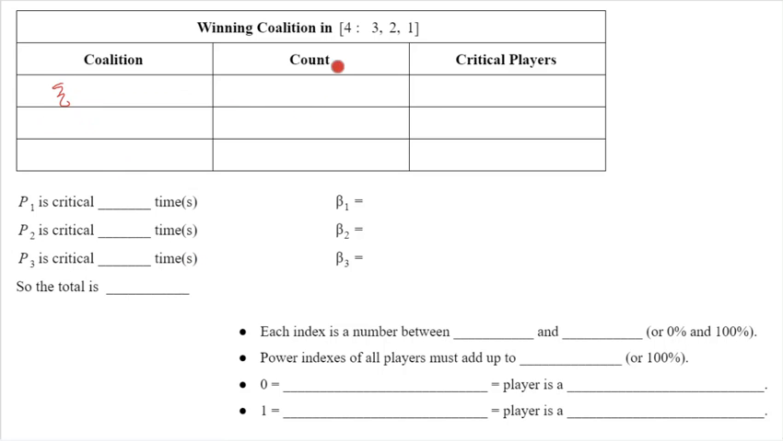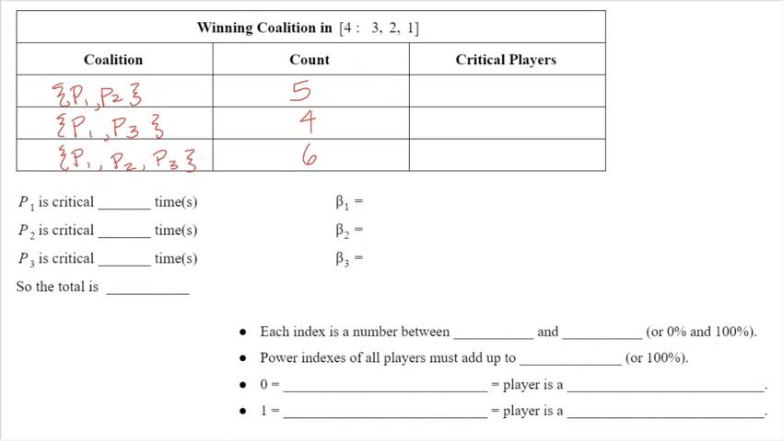So, player 1 and player 2 would be a winning coalition because they have 5 votes. We only need 4. Player 1 and player 3 would be a winning coalition because they have 3 plus 1, which is 4 votes. Players 2 and 3, that's only 3 votes, so that's not enough. Well, if we have all 3 of them, that's 6 votes, so that would also be a winning coalition.